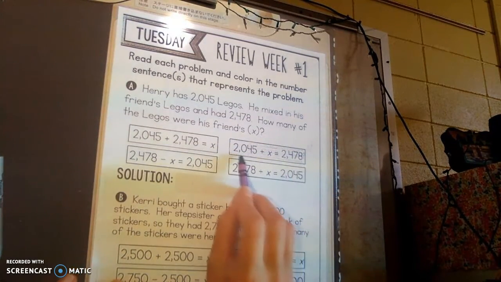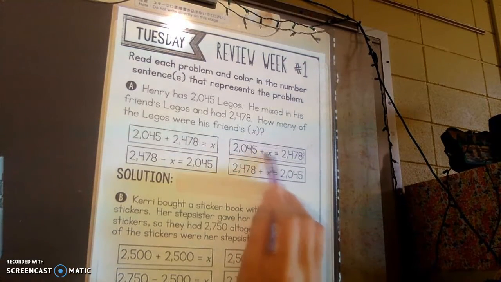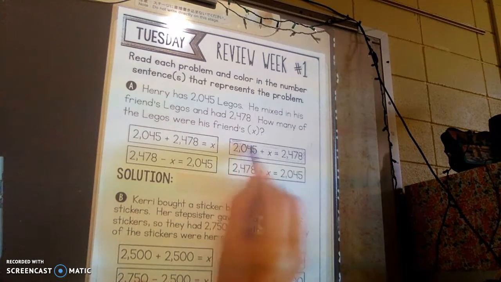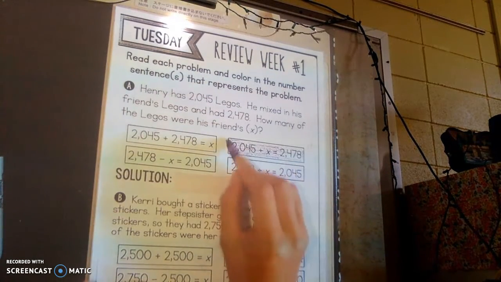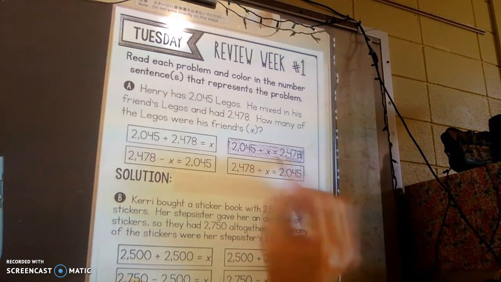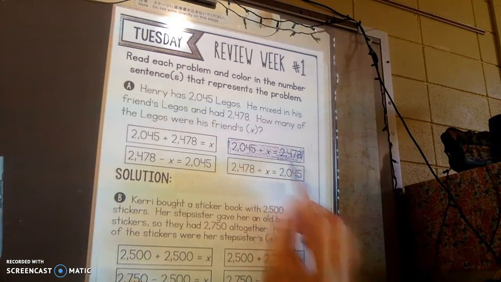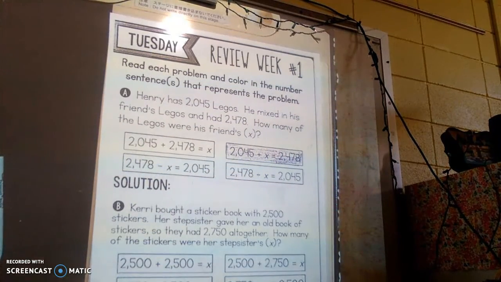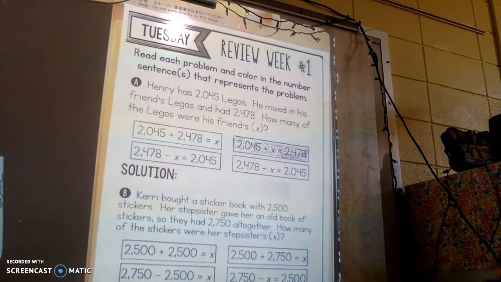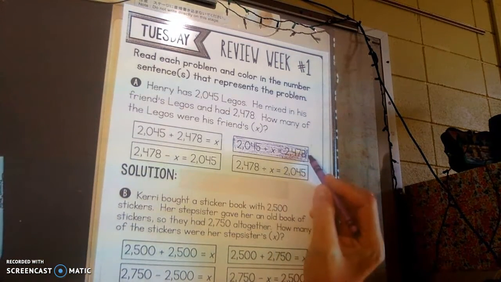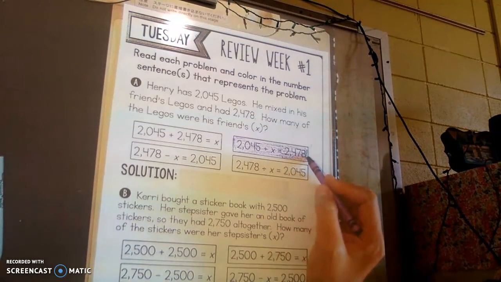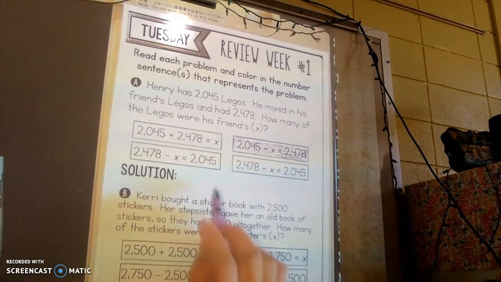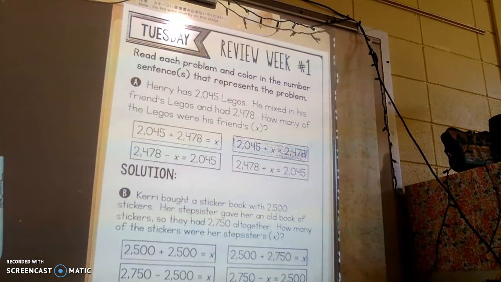So here's our number we started with, 2,045. Here's the number we're trying to figure out, how many Legos were his friends. And then how many did he have at the end was 2,478. So you're going to read letter B and pick out the number sentence for that one, just like we did for the top one. Now, once I know this number sentence, I need to solve it because it says solution, and then it's going to leave a blank there for you to type in an answer.